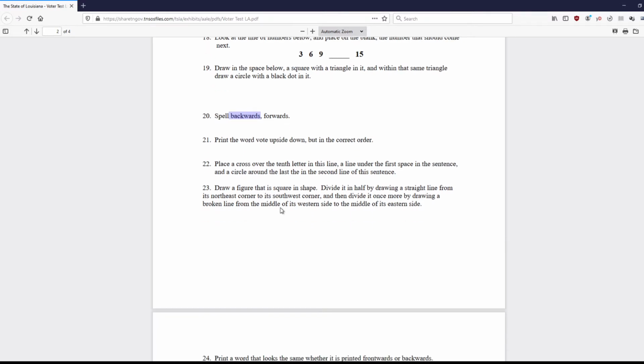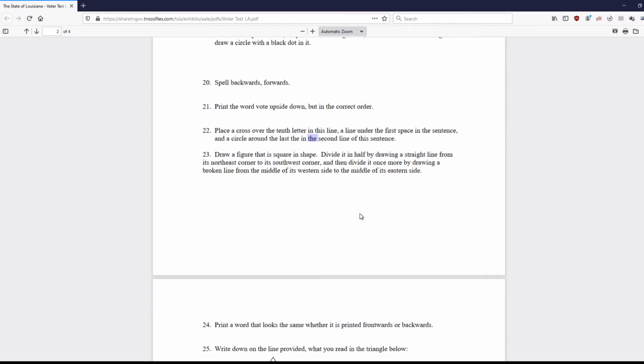You're done now. Place a cross over the 10th letter in this line, a line under the first space in the sequence. Okay, I didn't even read that. Place a cross over the 10th letter in this line, a line under the first space in the sentence. Last line in the sentence? What's a line? They're not separating it with periods. Okay, I guess I'll do it. 1, 2, 3, 4, 5, 6, 7, 8, 9, 10. Okay, so I'm going to place a cross over this S, a line under the first space in the sentence. Okay, that's here. And a circle around the last the in the second line of the sentence. Okay. So I go back from here and I find the, okay, line under this the.